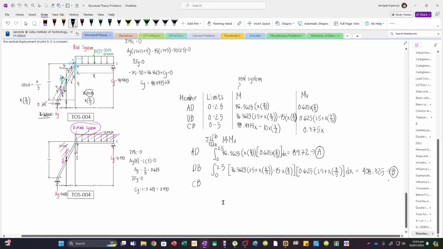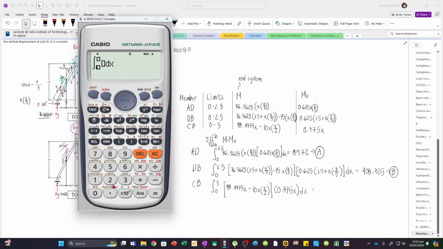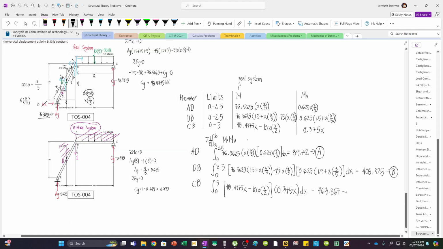Yan. And then, for the last segment, I have CB. So, integral from 0 to 5. And then, we have this expression. Copy natin. This is to be multiplied by 0.375x. This is MV. So, lagay natin sa calculator. We have integral from 0 to 5, 48.4375 multiplied by x minus, this becomes 5x squared, and then times 0.375x. So this gives us 463.867.